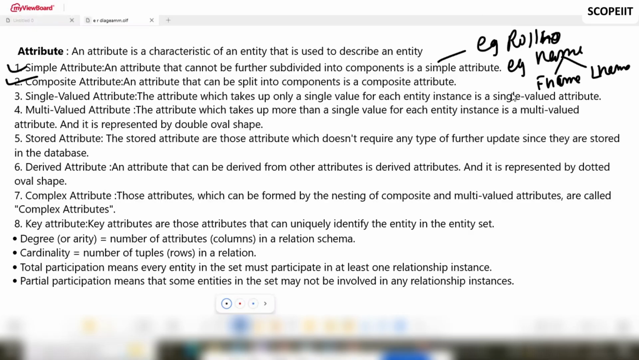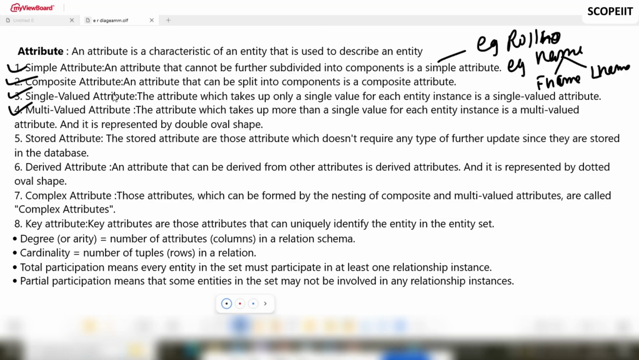Okay. So this is basically name. Name is an example of composite attribute, which can be divided into two: first name, last name, sometimes middle name also. Then single value attribute. The attribute that takes up only a single value. For example, gender. No one can enter more than one value in that one. So gender is an example of single value attribute.